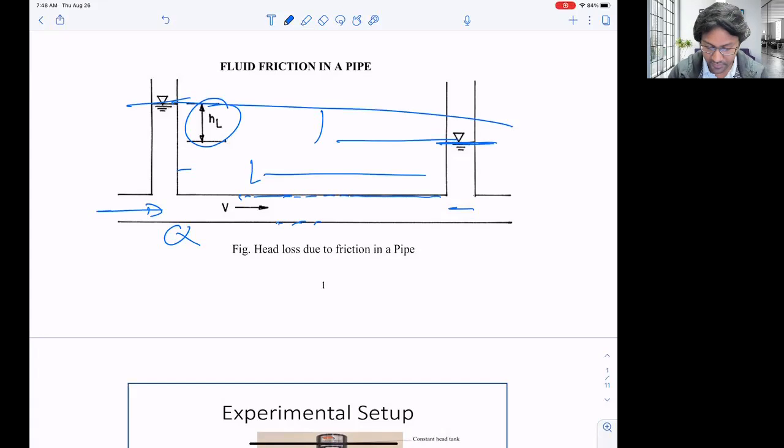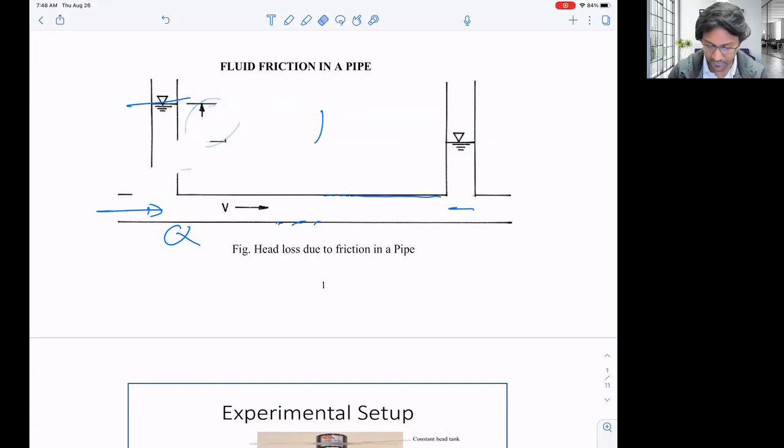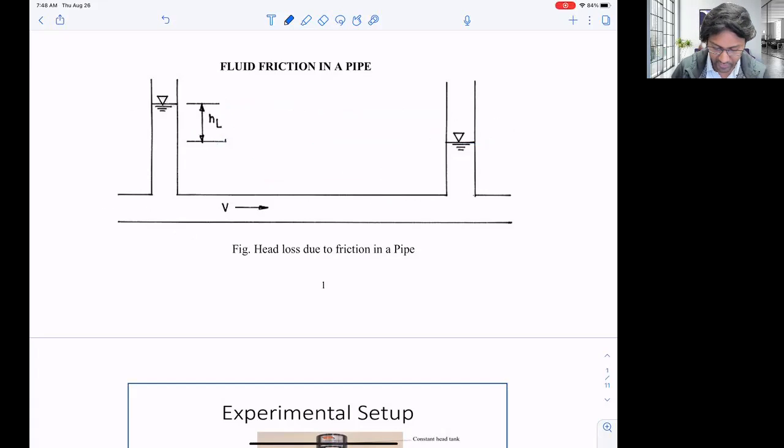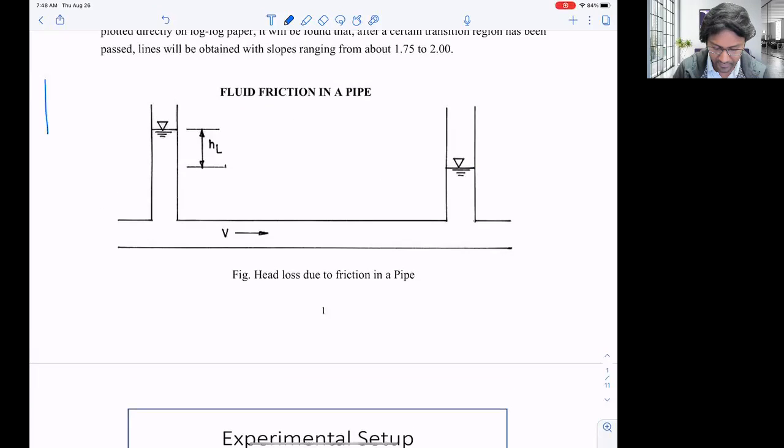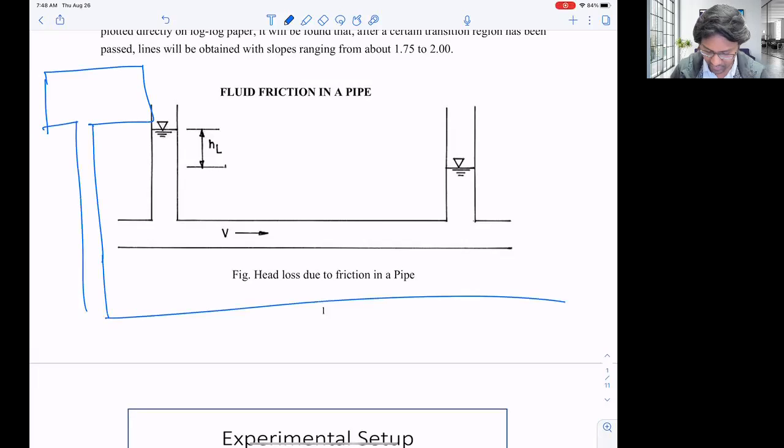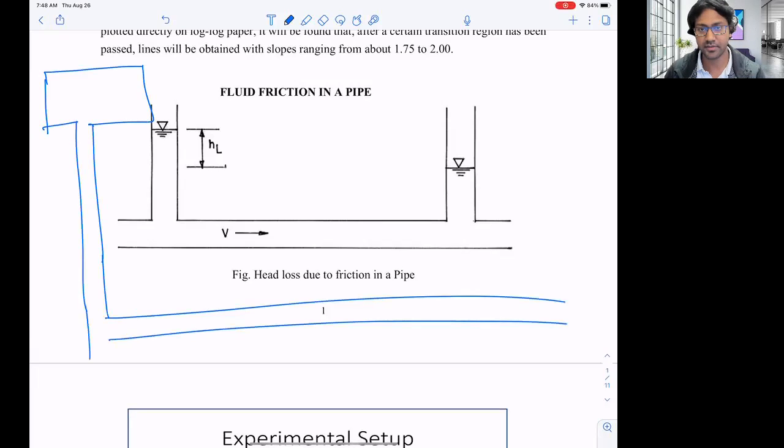If you want to distribute water for your city or any rural area, you have a big overhead tank, and you want to distribute water 100 miles or 50 miles away. Then for 20 miles away you have to have the minimum head. You will calculate what minimum head you need to distribute water to the households.